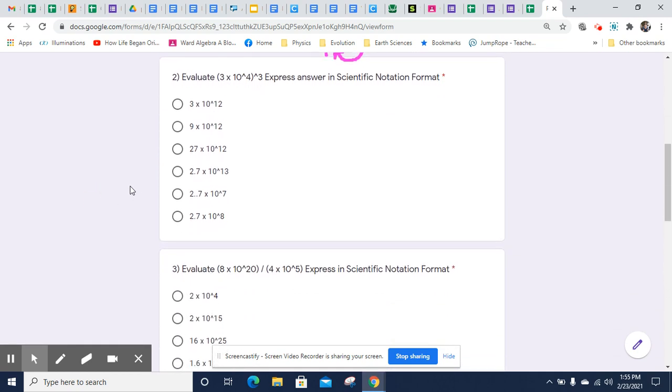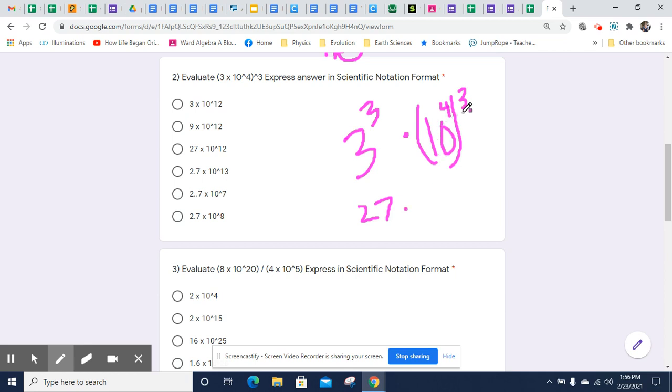Now we've got 3 times 10 to the 4th to the 3rd. And once again, what we need to do is we need to do the operation. The relevant operation is cubing to the 3rd power. Do that to the coefficient and to the power of 10. So 3 to the 3rd times 10 to the 4th, also raised to the 3rd. And then we'll say 3 to the 3rd is 27, 3 times 3 times 3.